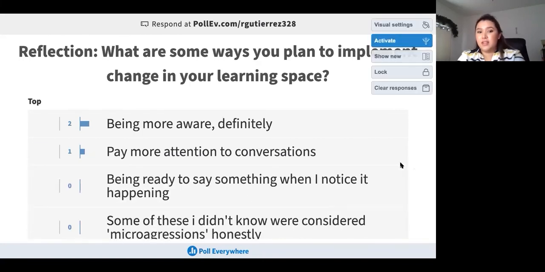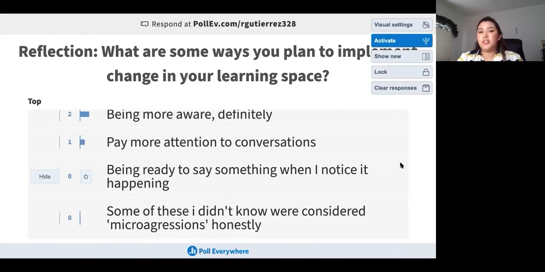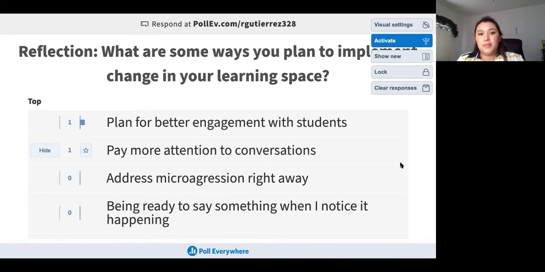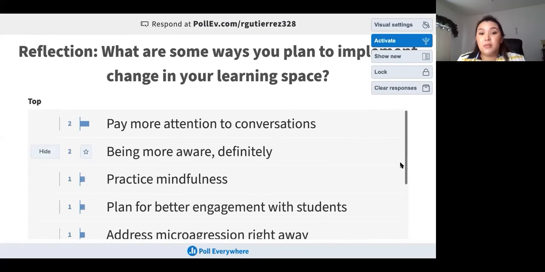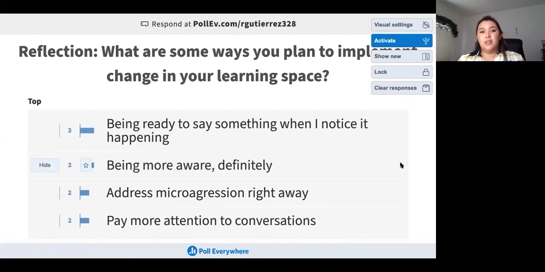Yeah, okay, and that's the thing, being more aware, learning that some of these things that we discussed today are microaggressions now, that could help tremendously in bettering the learning environment. Practice mindfulness, plan for better engagement with students, address microaggressions right away. Being ready to say something when I notice it happening. Yeah, definitely.